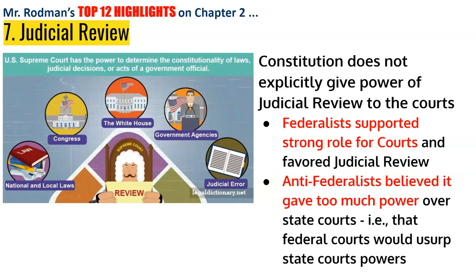But there are explicit powers that the judicial branch has, because we know that this wasn't spelled out as specifically judicial review in the Constitution, but the idea is here, and we saw that the Federalists were more supportive of a stronger role for the courts, and the reason for that was because it gave the national government more power over checking the other two branches, which ultimately would check that central power of the legislative and executive branches.